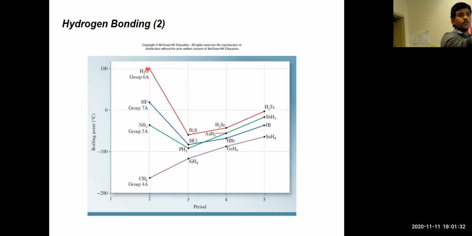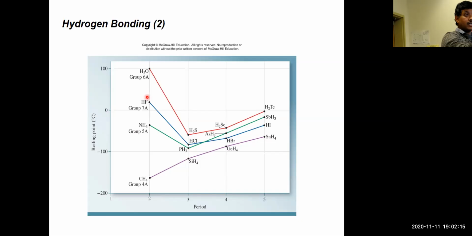Water has hydrogen bonds and it has a boiling point of 100 degrees Celsius. All other elements from the same group, even though they have similar connections like H2S and H2Se, see how hugely the boiling point drops between H2O and H2S. There is almost a 150 degrees difference. It is because H2O has hydrogen bonding, H2S does not. H2S is experiencing just dipole-dipole interactions, but H2O is experiencing dipole-dipole and hydrogen bonding interactions.